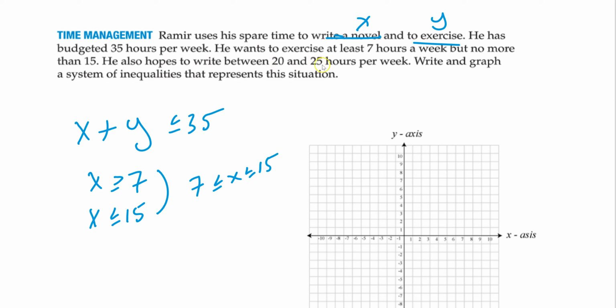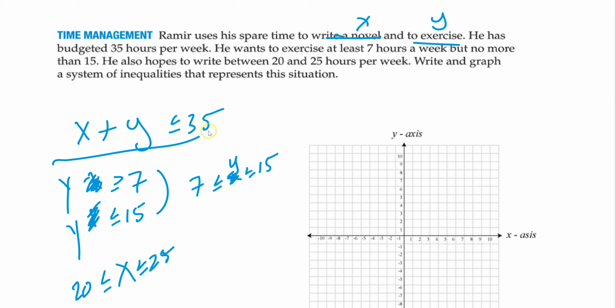He also hopes to write between 20 and 25 hours per week. So his writing, his novel, novel was X. Y, I apologize. Sorry. Why did I mix it up? He also hopes to write between 20 and 25 hours per week. So X is between 20 and 25 hours per week. So now we have our equations. We have this equation, we have this equation, we have this equation.